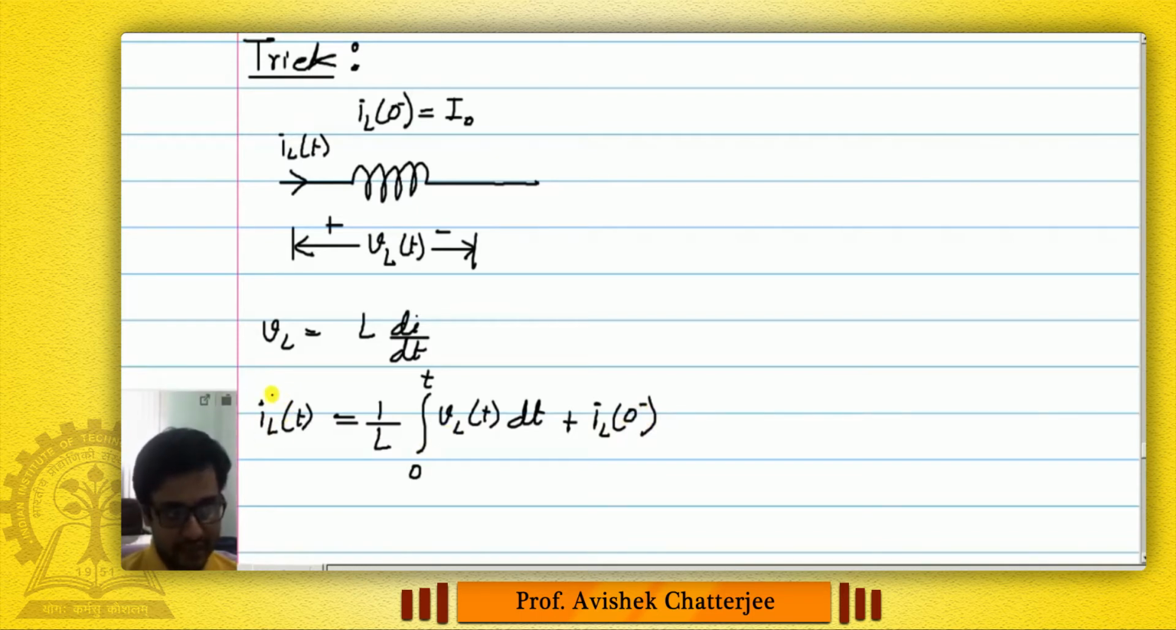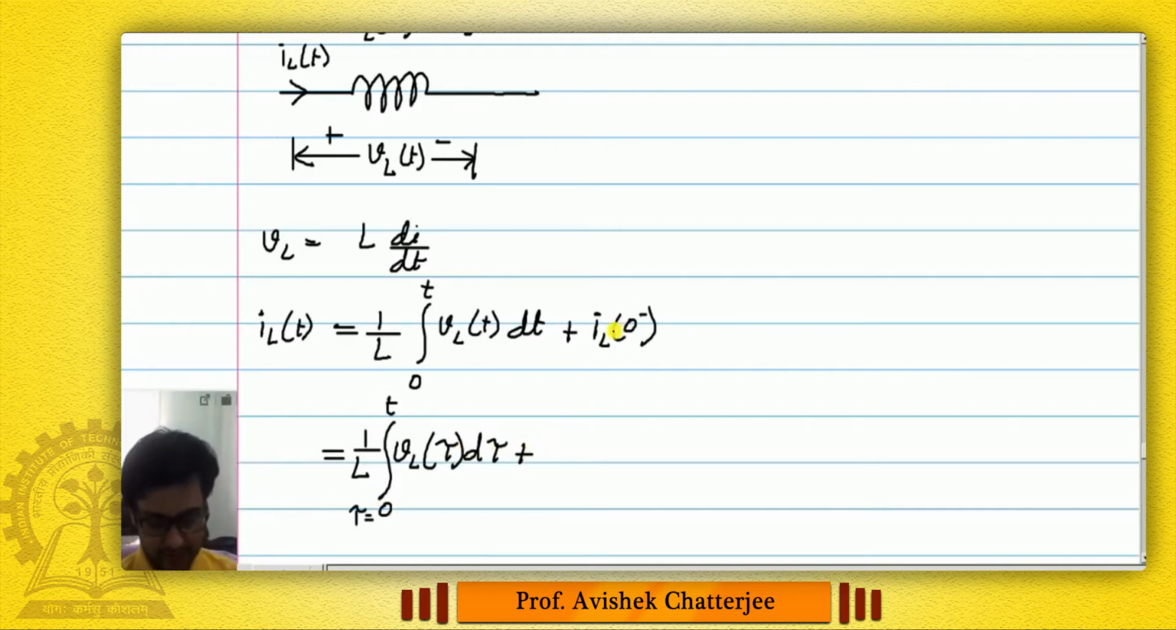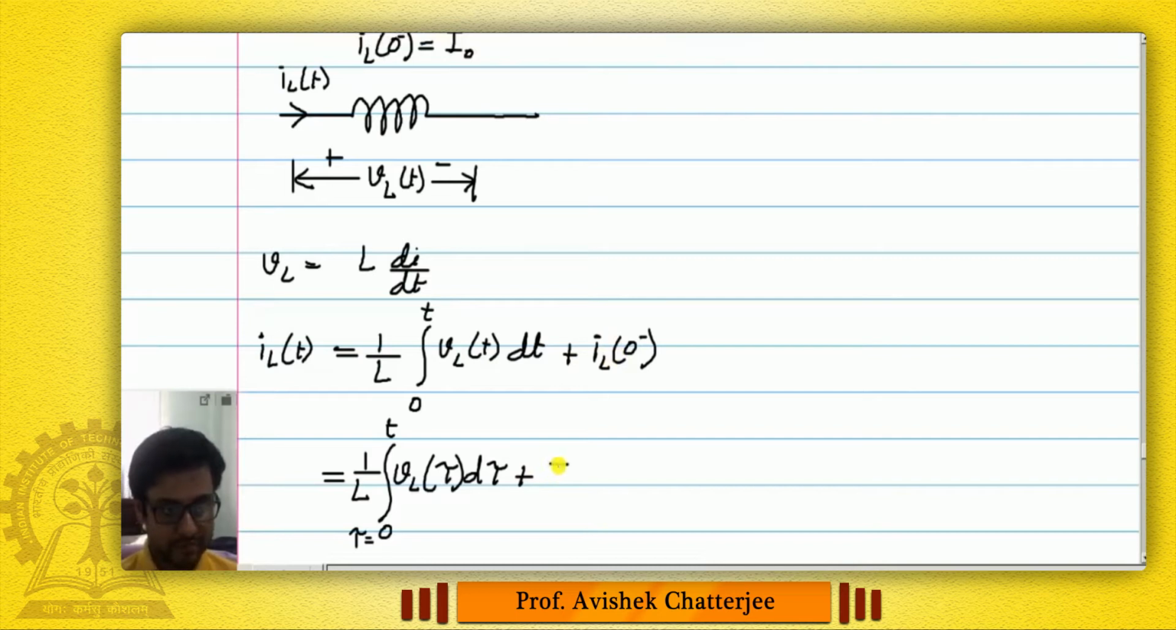So this current is the same as the current at 0 minus, plus the integration of the voltage from time 0 to t. This you may also write as 1 by L integration of VL(tau) d tau from 0 to t, plus this constant I0. So this is the relation between the current and voltage across this inductor.